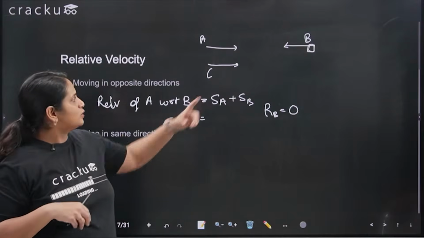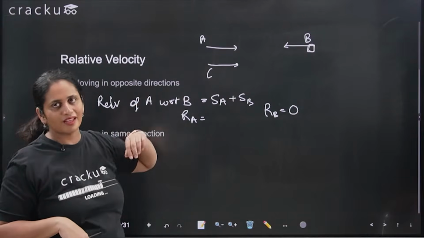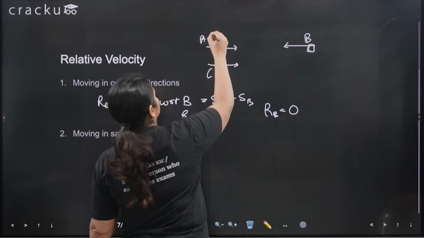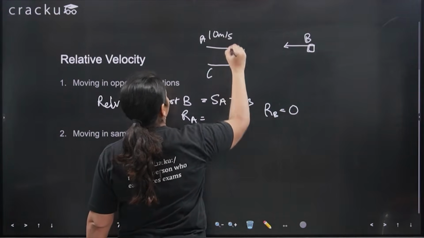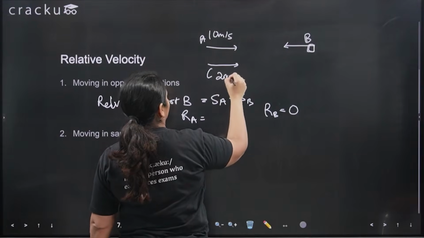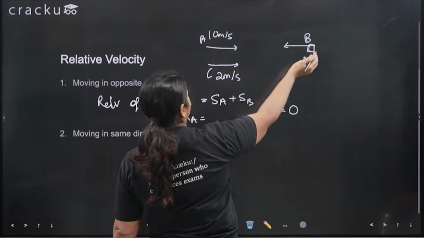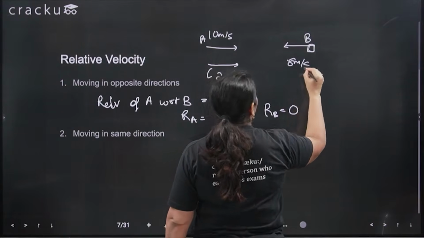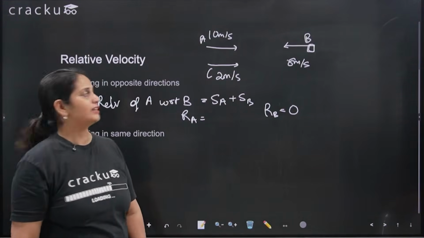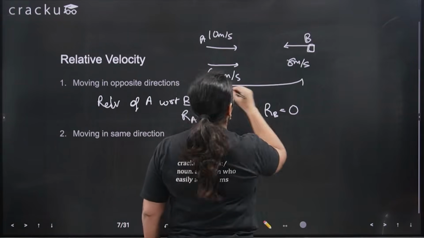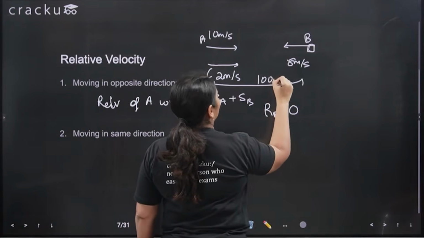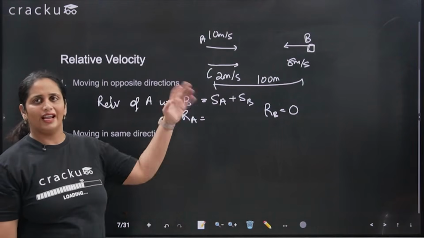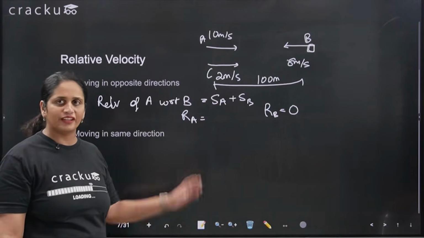Why do this? Just see over here. A is moving towards B, and C is moving towards B. Suppose A is moving towards B at 10 meters per second, and C is moving towards B at 2 meters per second. B's velocity is, say, 8 meters per second. Suppose the distance between them is, say, 100 meters. I could figure out how much time it would take for A and B to meet, and for A and C to meet.